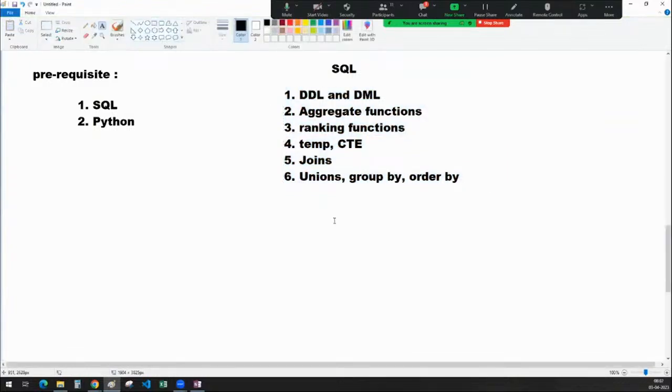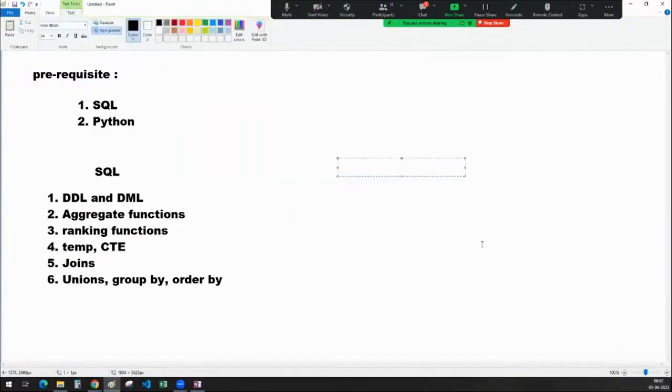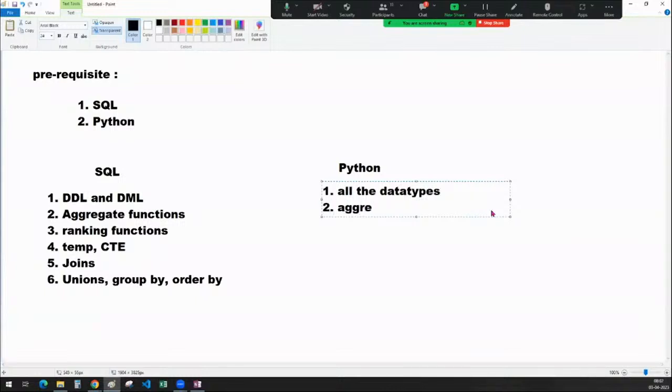For Python, I would expect you to have, first thing, data types, guys. All the data types and their differences. Very important thing. It actually takes a lot of time to understand these data types. Then the very next thing is aggregate functions. How do you do it in the aggregate function?